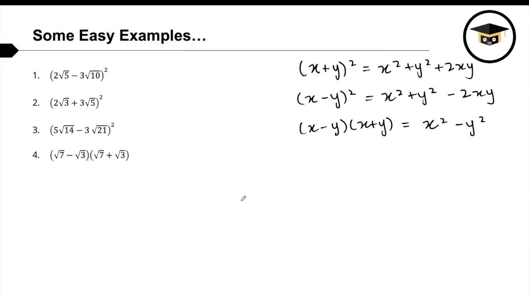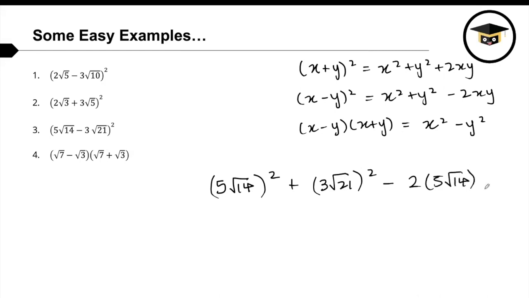For question 3, we're going to be using our second formula again. So I'm just going to write it out real quick. We have 5 root 14 squared plus 3 root 21 squared minus 2 times 5 root 14 times 3 root 21. Now these numbers are getting a bit annoying, but still same process.